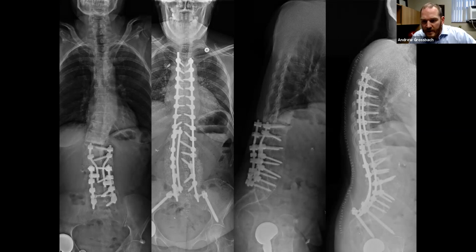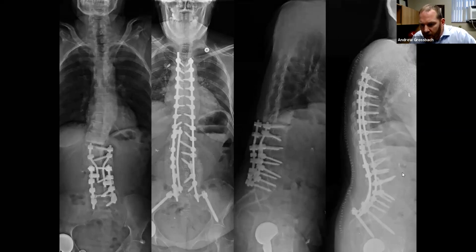So this is what we did. This is L4 pedicle subtraction osteotomy. See the IVC filter hanging out in there. So those are immediate post-ops.